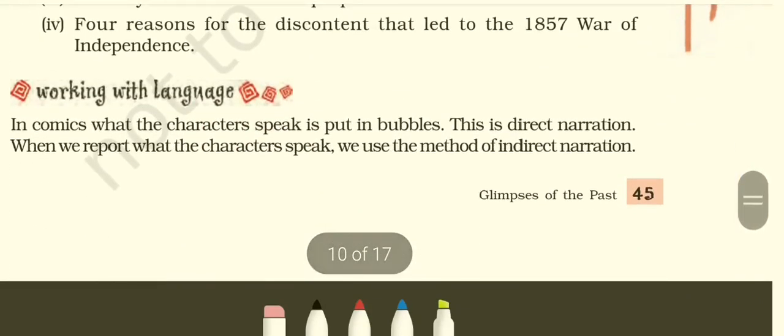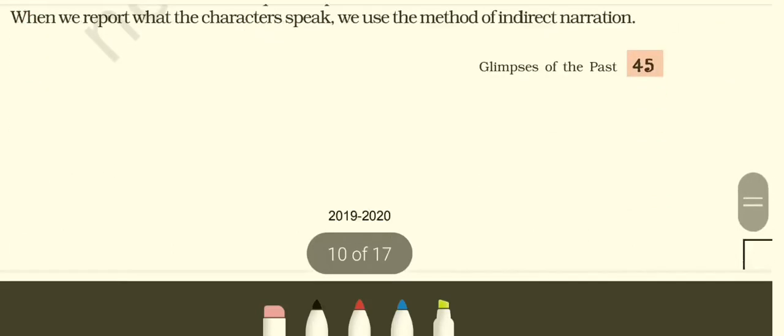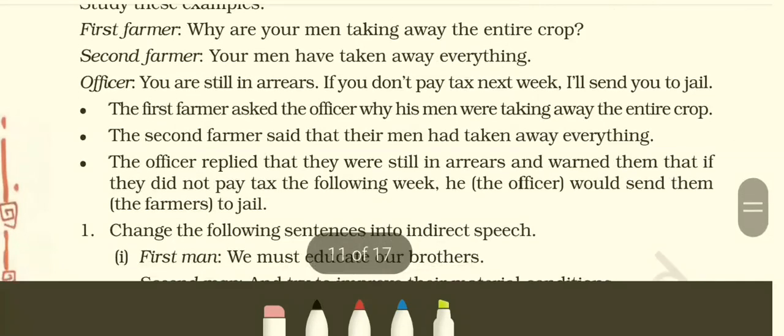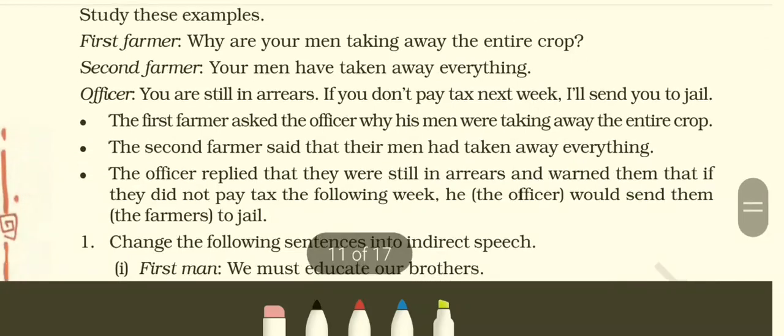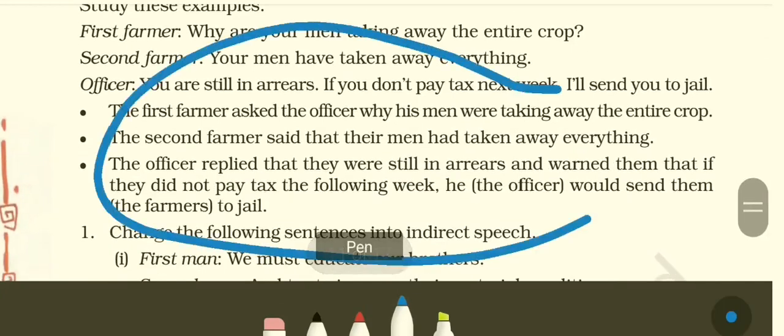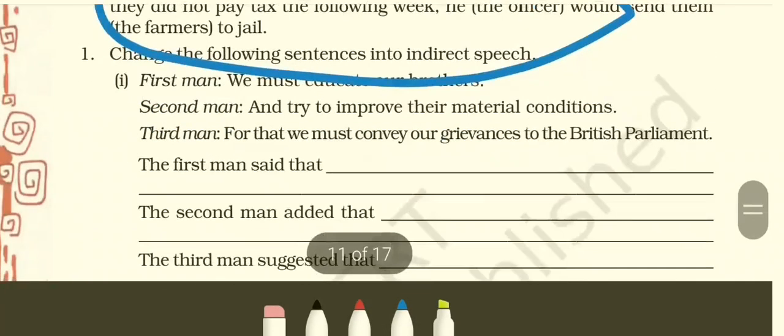Then there is working with language. In comics, what the characters speak is put in bubbles. This is direct narration. When we report what the characters speak, it is reported narration. An exercise based on narration is here. Class, just go through, read them once, and then try and solve the following exercises.